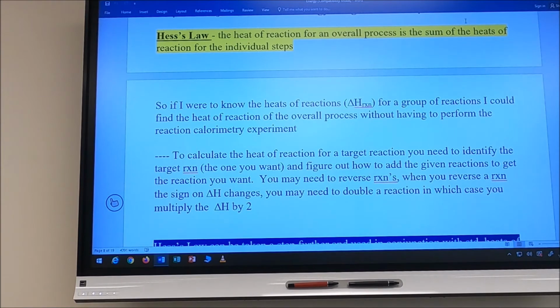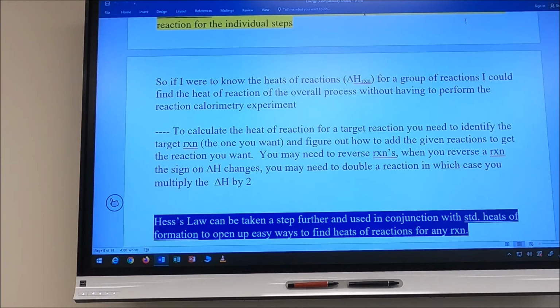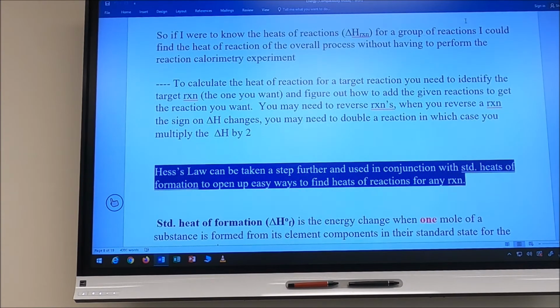without having to experimentally do that reaction. So to calculate the heat of the reaction for a target reaction, you need to identify the target reaction, the one you want, figure out how to add up the given reactions to get the target reaction, and that tells you what you're going to do with the addition of the delta H's. Now remember, if you reverse a reaction, you change the sign on delta H. If you doubled a reaction, you double the delta H. If you cut it in half, you cut the delta H in half. So Hess's law can be taken a step further.